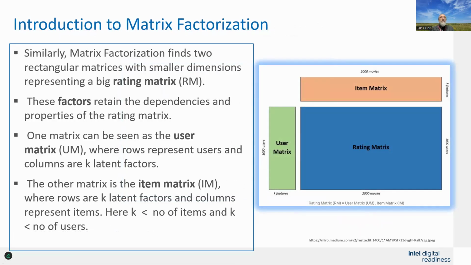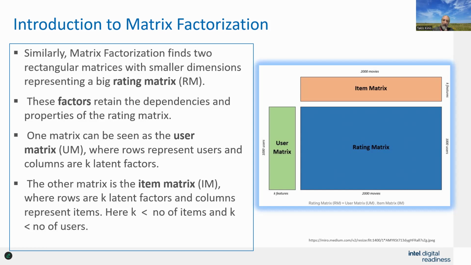All right. When we start to do math with matrices, where we're taking a matrix, or a table of numbers, and doing it against another table of numbers, we can also take the numbers in a matrix and factor them as well. So this is a really interesting mathematical concept. Not a new one, by the way. This has been around for a while. But it says this takes rectangular matrices with smaller dimensions representing a big rating matrix.